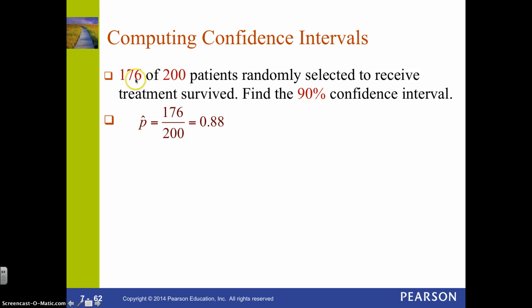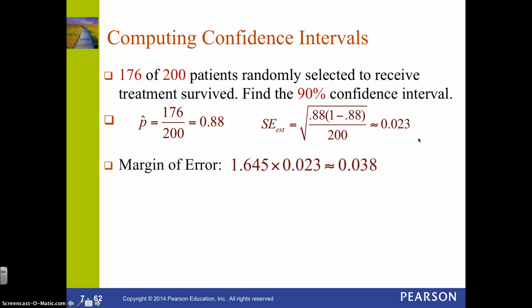I have over 10 that survived, and I have over 10 that died, right? If you take 200 minus 176. Okay, so I have a large sample, they're selected randomly, and I have a large population. Calculate my standard error. Again, I'm using the p hat, so it's just an estimate of the standard error. I get 0.023. Since I'm doing 90%, I'm going to multiply that by the 1.645.